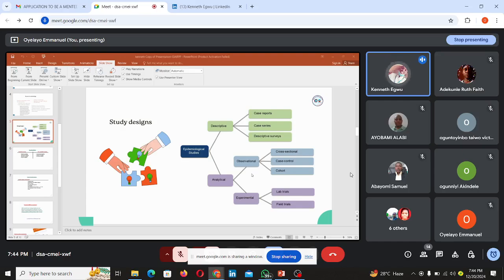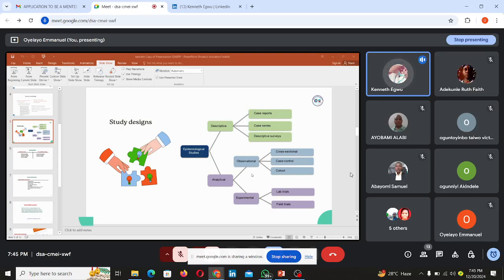antimicrobials. But in descriptive research, you are just describing what you saw. You're not trying to analyze what you saw, and in most cases there are usually no variables for you to compare. But in analytical, we have variables for you to compare, how this particular variable is affecting the other variable. And in analytical, we have two major branches: the observational and the experimental.